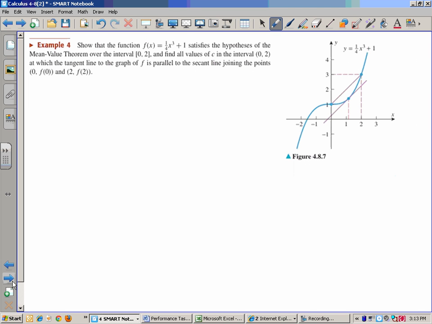Show that the function 1/4 x cubed plus 1 satisfies the mean value theorem hypothesis over the interval 0 to 2 and find all values of c in the interval 0 to 2, not inclusive, at which the tangent line is parallel to the secant line. Okay, so 0 to 2. So what I want to do then is find f of 0, which means plug in 0, and I get 5/4.